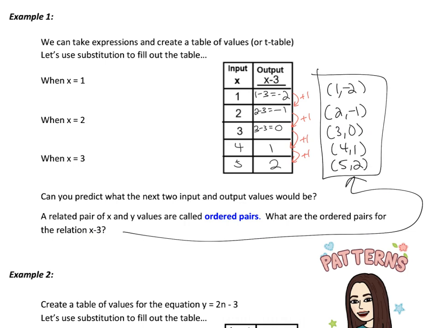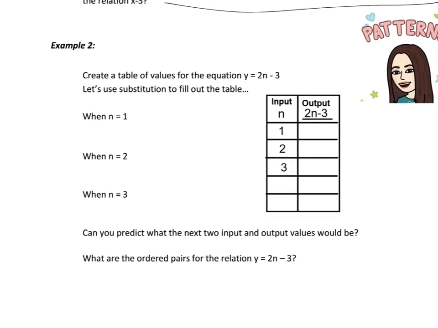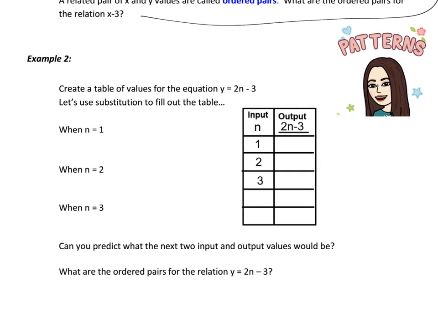All right, let's do another example. Okay, in this case, it's the same thing. We have a t-table, or a table of values. Our input in this case, instead of calling it an x, we have an n. But that's okay, it doesn't change anything, okay? All we're doing is plugging in the value of n in our output column. So when n is equal to 1, what is our output? And our output expression is 2n minus 3.